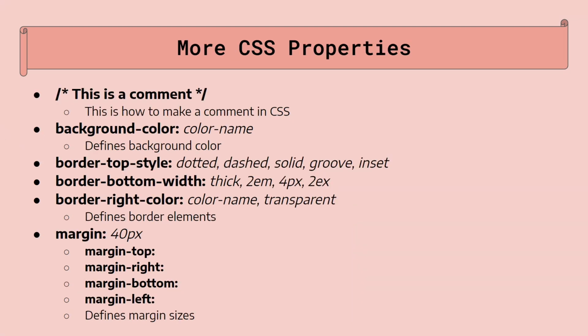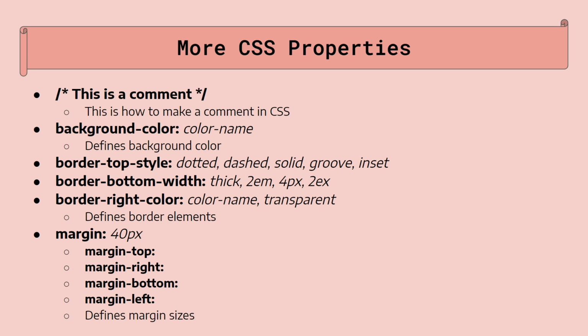Now we'll learn some more CSS properties. To make a comment in CSS, use a slash and star and then close it off with a star then slash. The background color property defines the background color. The border style property specifies the style of the border, for example, dashed or solid. Using border top or border bottom properties will specify style for the top or bottom but not for all borders. Same goes for border right and left.